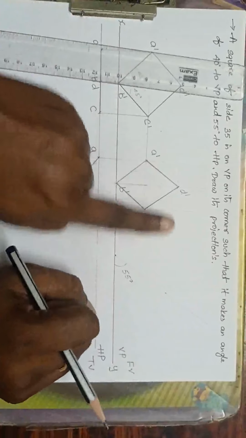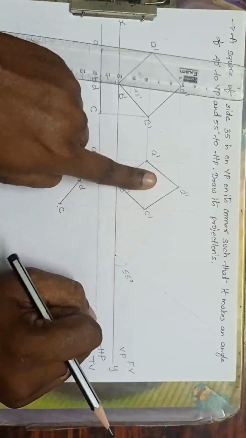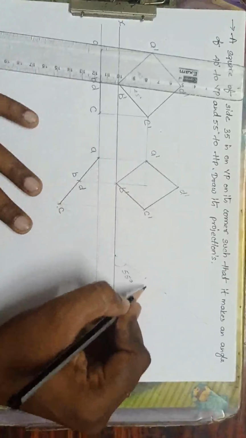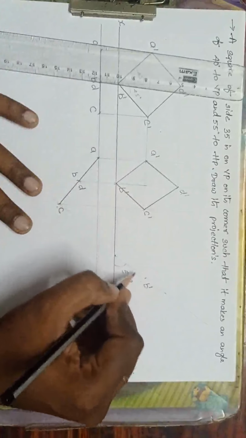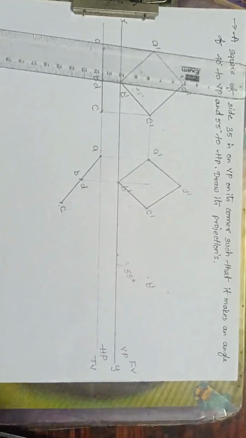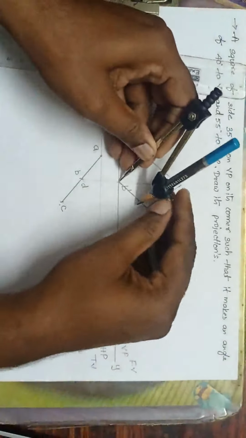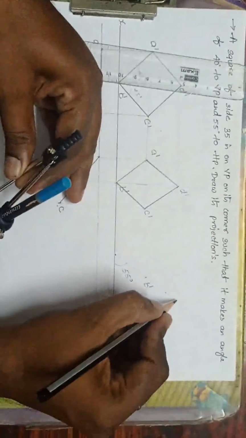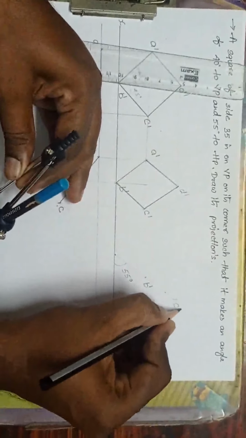So I have to take this plane here because it is on the VP. I will take here. Now mark a point which is B dash. On this line, mark any point B dash. Now take radius B dash to C dash. This B dash as center, cut here. Now this is the point C dash.